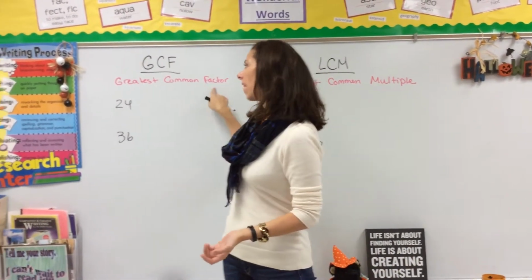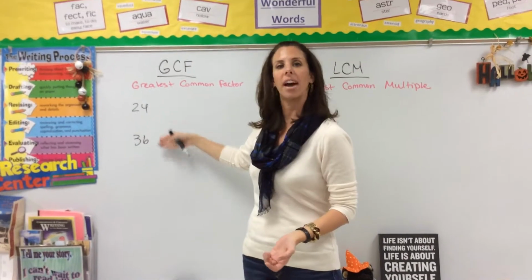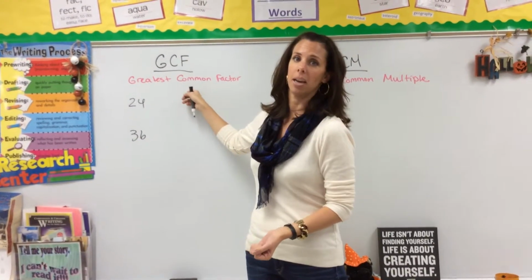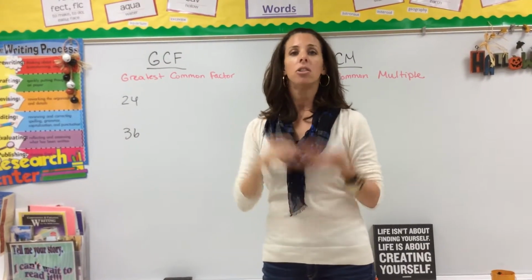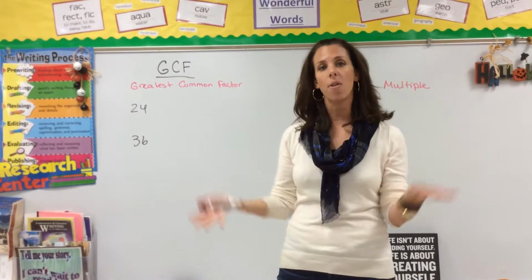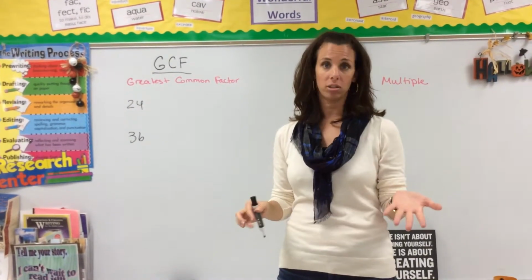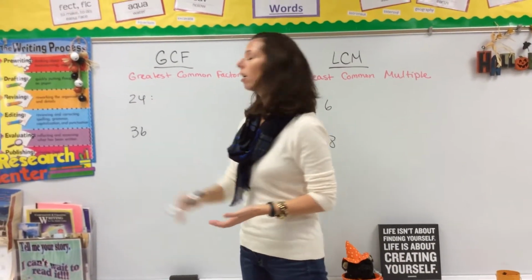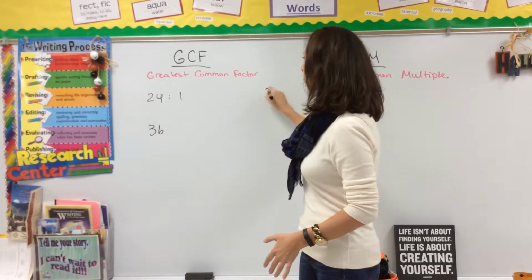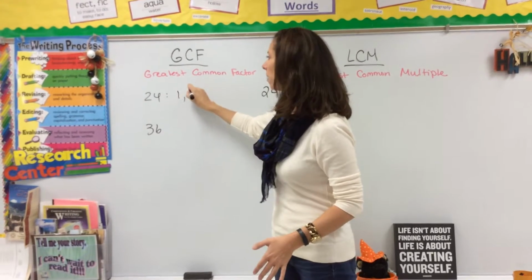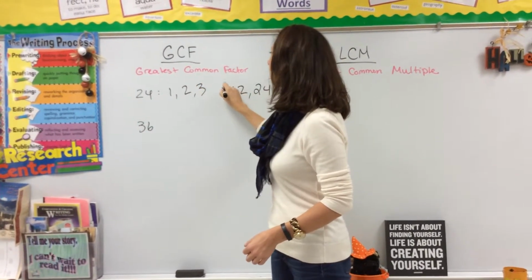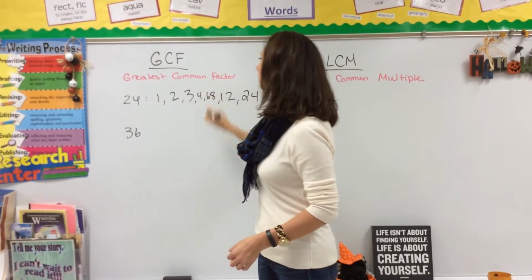So greatest common factor means if I find all of the factors of 24 and 36, the largest one that they have in common will be our greatest common factor. So the first step in finding the GCF, greatest common factor, is finding all the factors of 24 and all the factors of 36. So I'm going to start using my rainbow factors strategy. I'm going to start with 1 and 24. Then I work my way inward. 2 and 12, 3 and 8, 4 and 6.